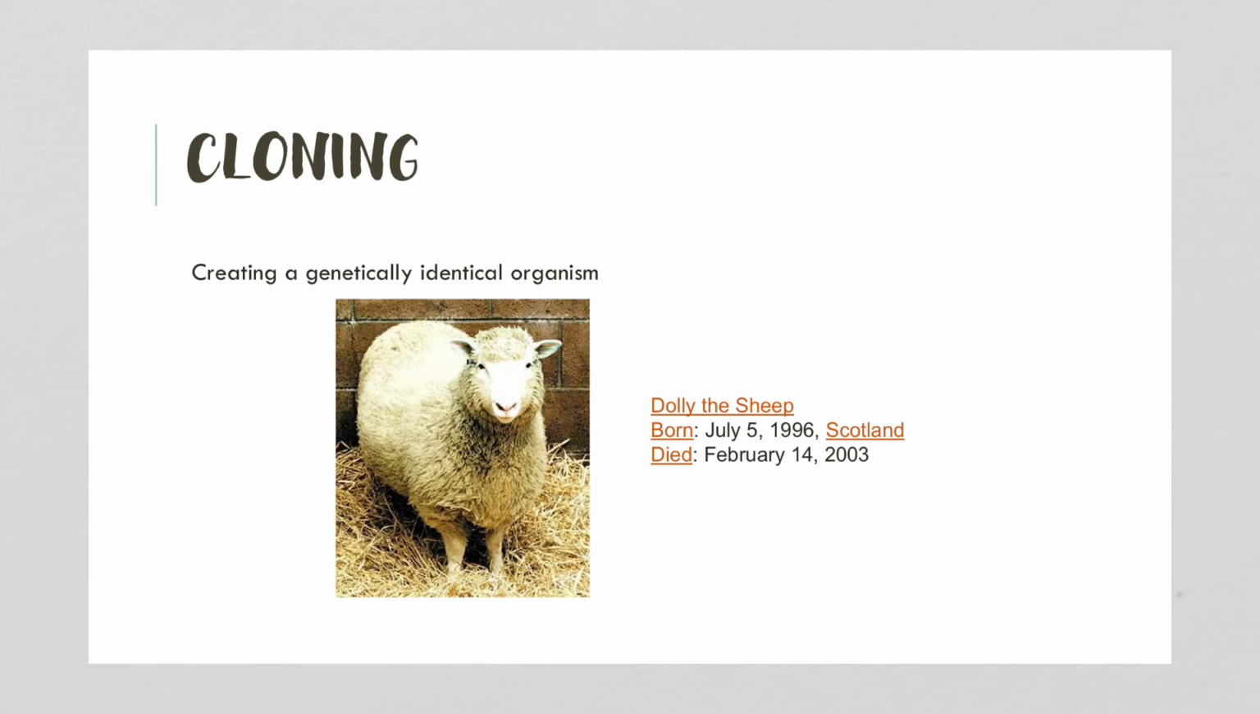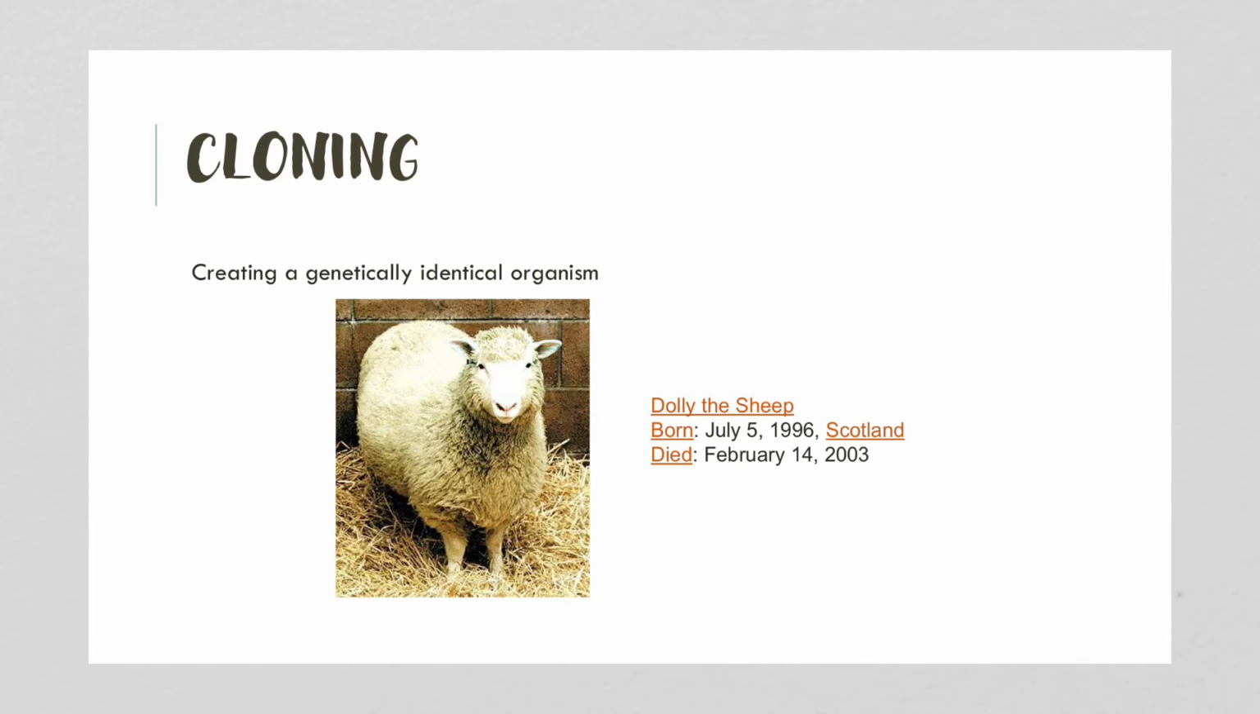So Dolly the sheep is an example of the first mammal that was cloned from adult cells, so not from another embryo. She was born on July the 5th, 1996 in Scotland, and she died not that long after her birth, so she still was quite young, in February of 2003.